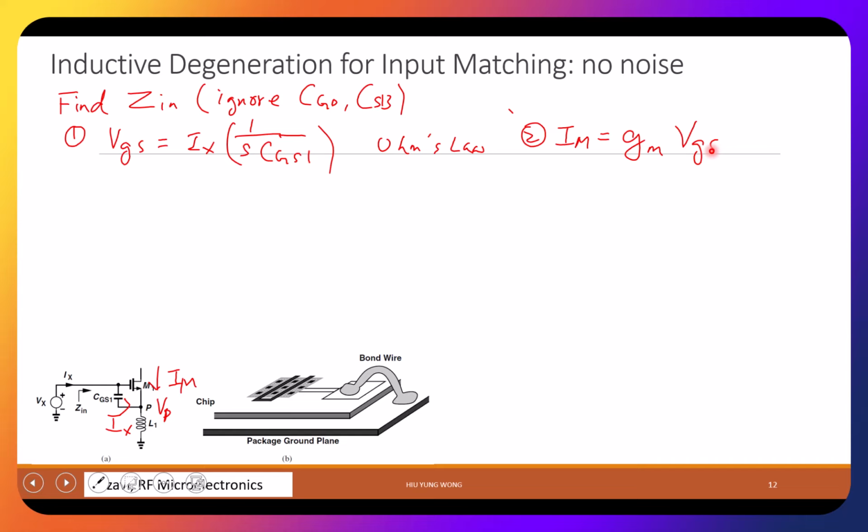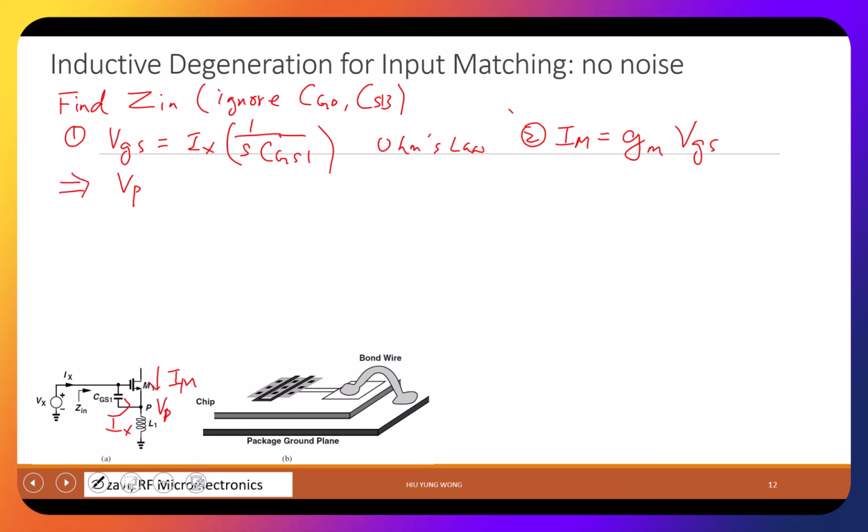Is this okay? The transistor, this is the most fundamental thing. The change of the drain current is equal to the gm times the change of the gate voltage. You need to memorize this, even if you don't understand it now, right? Okay, good.